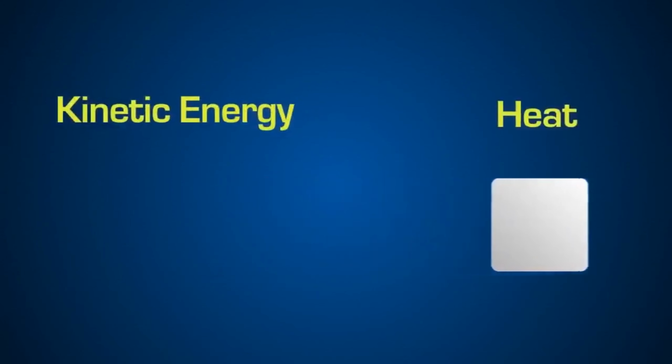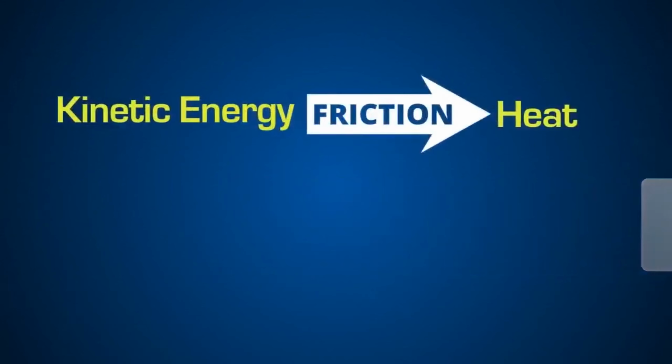So, how do we slow our moving block once it's in motion? Well, we can convert its kinetic energy to heat using friction. But what is friction? Friction is the resistance an object experiences when one surface moves against another.